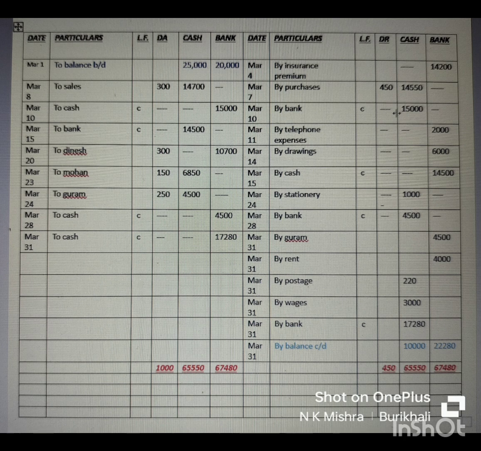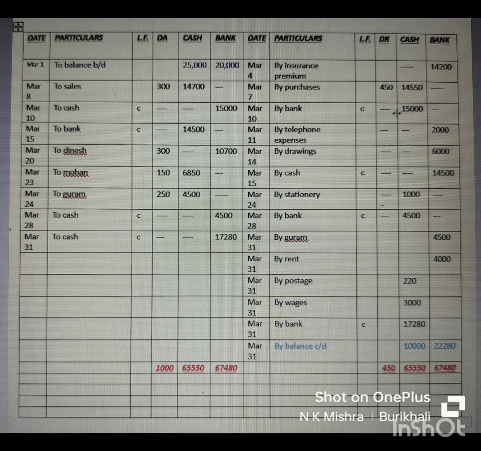As because the check has been deposited in the bank on the same day, I am writing that amount directly in the bank column. I am not writing it separately in case of cash, because whenever you are receiving a check, you have to show it in the name of checks in hand in the cash account. Okay, but as because they have mentioned that the check which you are getting from Dinesh, you are depositing in the bank on the same day, so I am writing it in the bank column debit side directly. Is it clear?